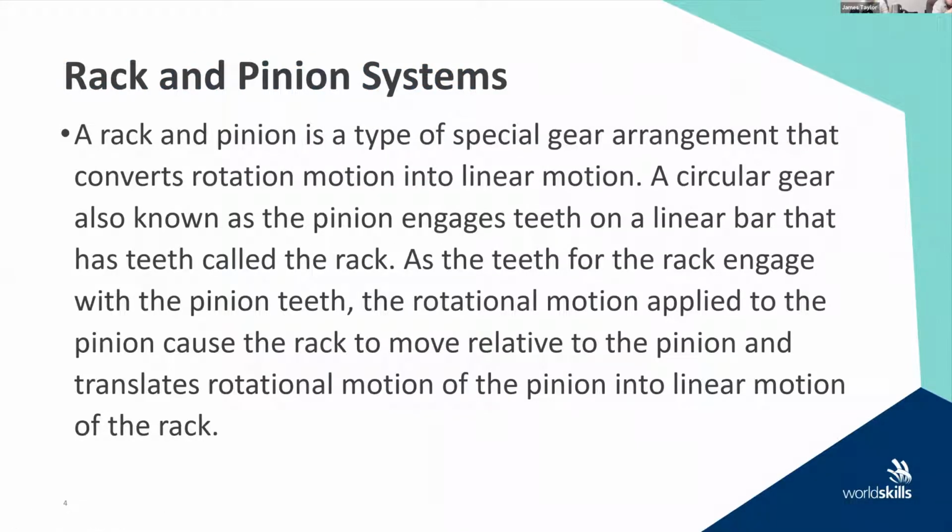So a rack and pinion type of system, as it says here, is a special gear arrangement that converts rotary motion into linear motion. And the rotary motion will be supplied in our terms by our motor, either our DC motor or our servo motor. Both of those can work, all right? There is a circular gear, which is known as the pinion, that engages the teeth on a linear bar, all right? And that linear bar has teeth, so that's the rack. So you've got the pinion and you have the rack, and I'll show you that in a minute.